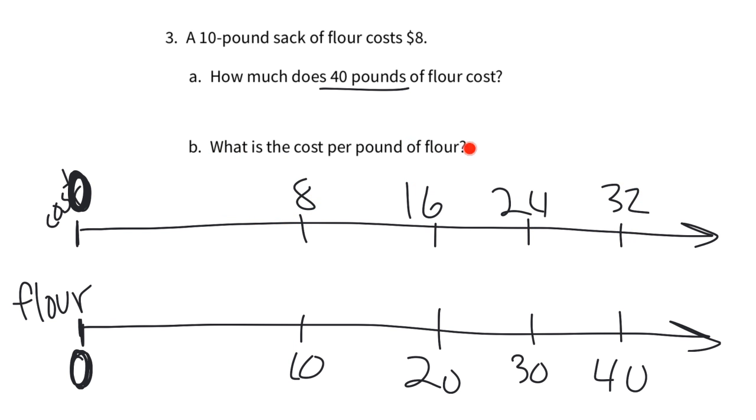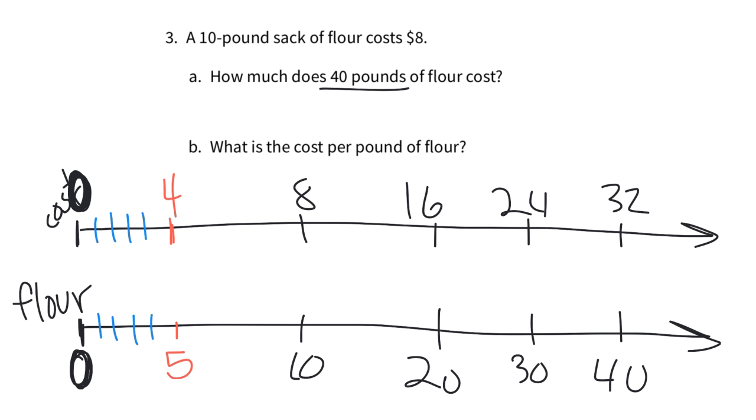So what's the cost per pound of flour? Man, there's a bunch of ways you could do that. But basically, we want to figure out, well, if 5 pounds costs $4, that's pretty easy. So now we need to figure out, let's do it in blue. All right. So 1, 2, 3, 4, 5.